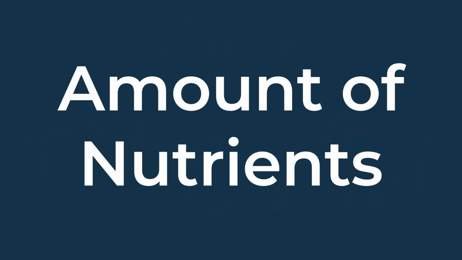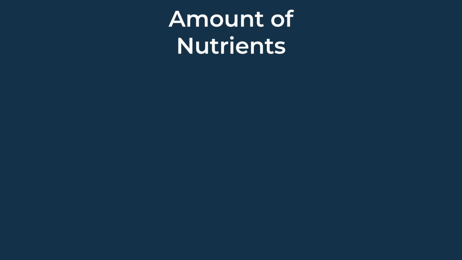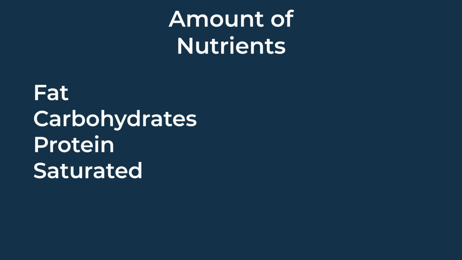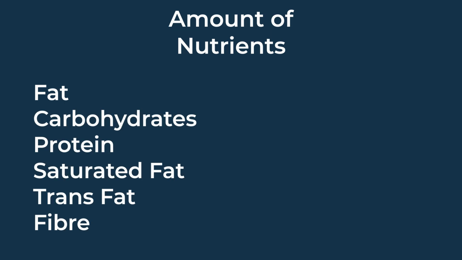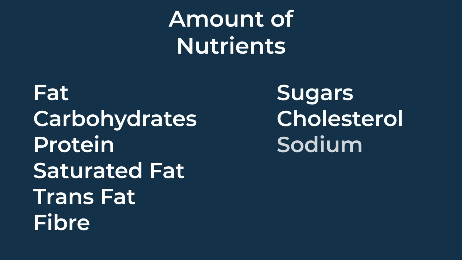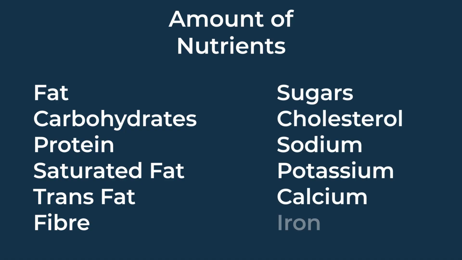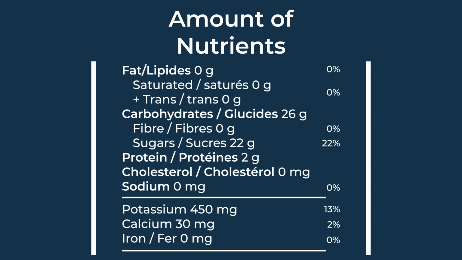Amount of nutrients. In Canada, nutrition labels must include information on 12 core nutrients, which help consumers assess the nutritional value of a food item. These nutrients are fat, carbohydrates, protein, saturated fat, trans fat, fiber, sugars, cholesterol, sodium, potassium, calcium, and iron. Even if the amount of any of these nutrients is 0, as many are on the example label, they are still required to be listed. This ensures a complete picture of the food's nutritional makeup.